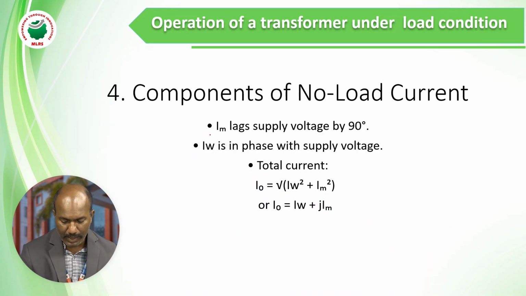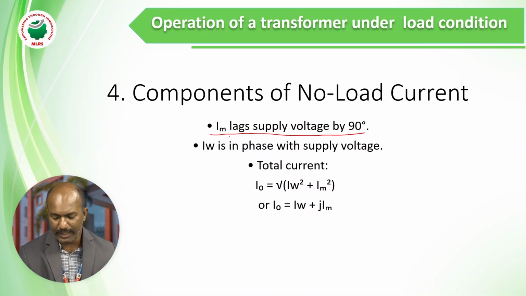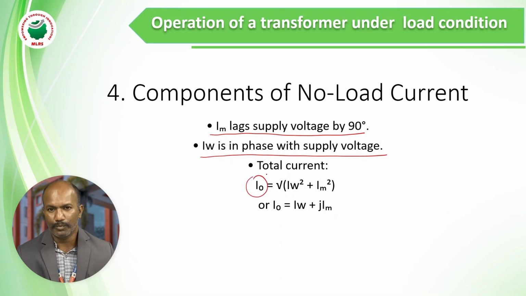So IM lags supply voltage by 90 degrees. I will show you what this means. IM lags supply voltage by 90 degrees and IW is in phase with supply voltage. I told you I0 is equal to IM plus IW. Actually, I0 is a phasor sum of the IM phasor and the IW phasor.